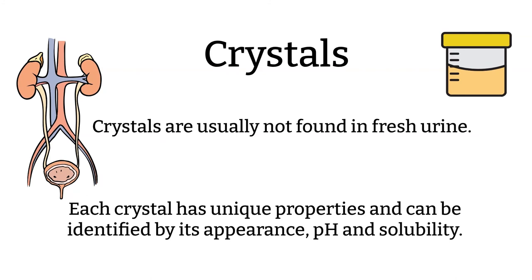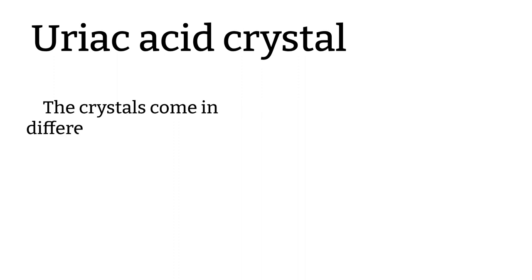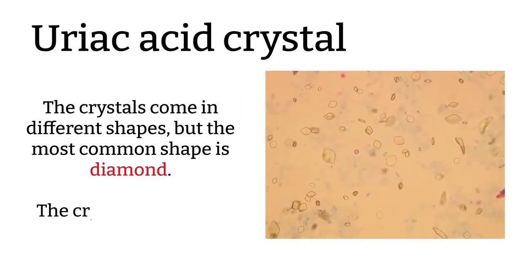Let's start with the crystals that can be found in acidic urine. Amorphous urates. Amorphous urates are yellow to red-brown and granular in appearance. This type of crystal does not have known clinical significance. Uric acid. This type of crystal comes in different shapes, but the most common shapes are diamond and rosette. It is associated with tumor lysis syndrome.